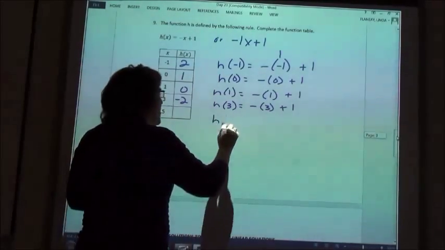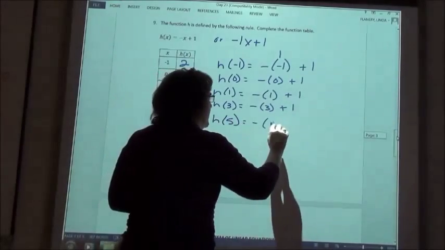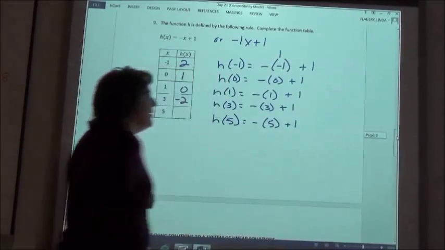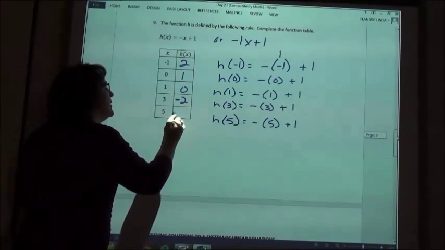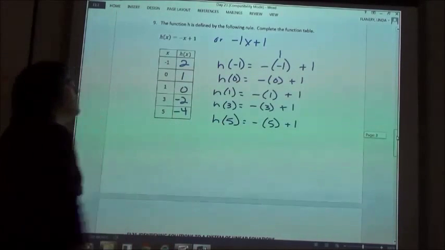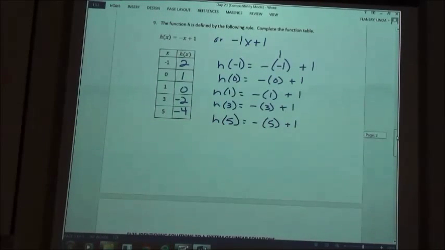And then h of 5. So minus the 5 plus the 1 gives me an answer of negative 5 plus 1, which would be negative 4. Negative 4, exactly.